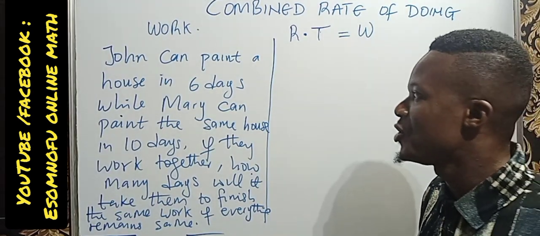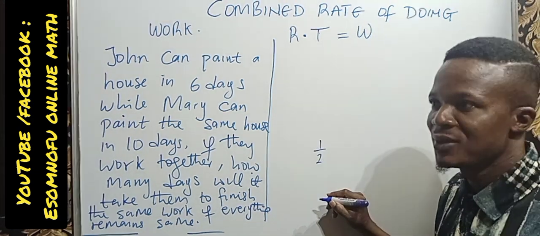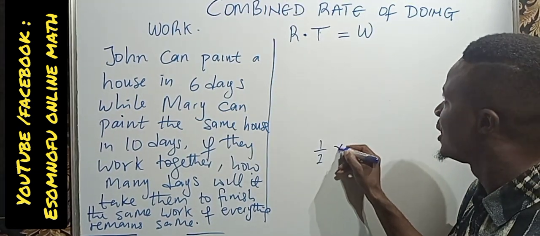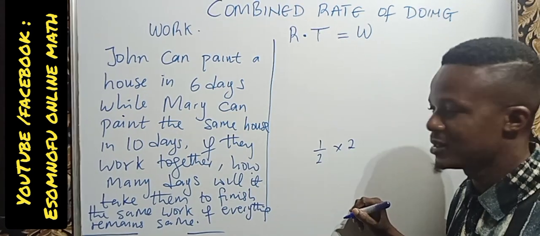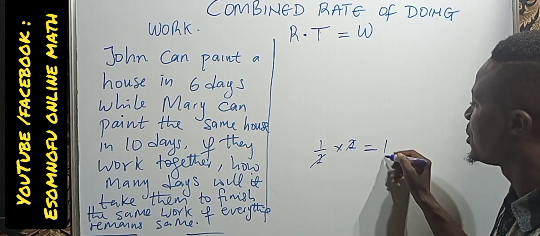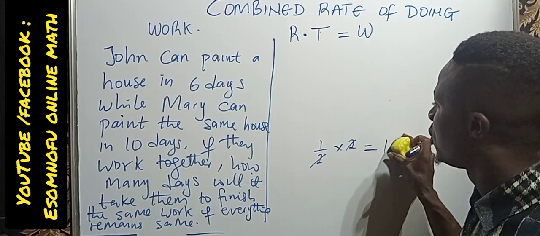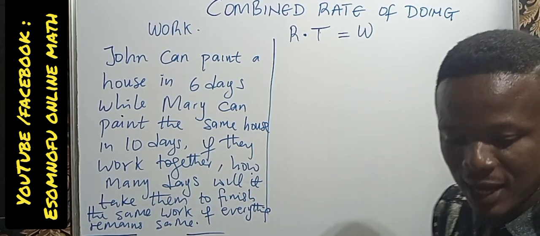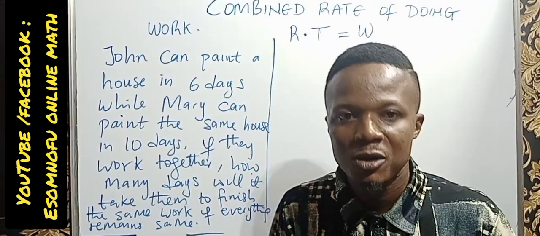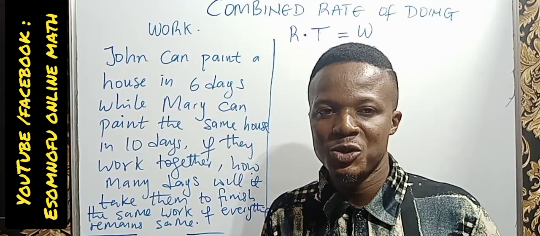Let's say your rate of doing work is 1/2, and you did a work in 2 hours, for instance. The work you will produce, 2 cancels 2, will just be 1. Do you understand it now? So the rate of doing work multiplied by the time taken to do the given work will give us the work you've produced. That is the fact you need to know here.